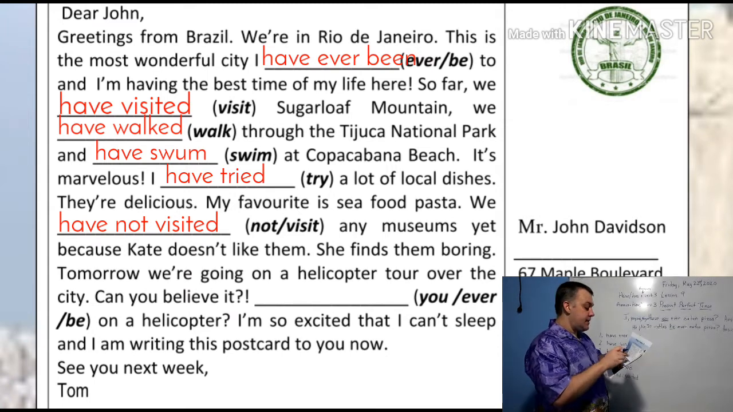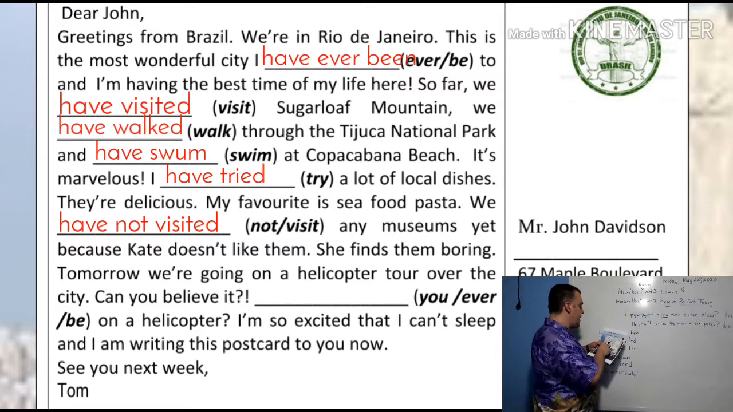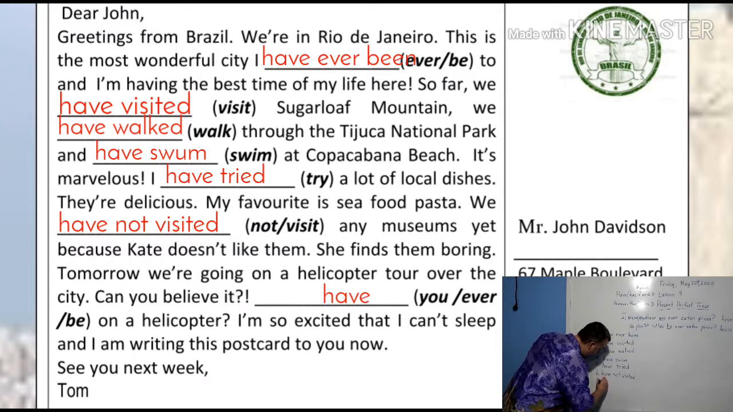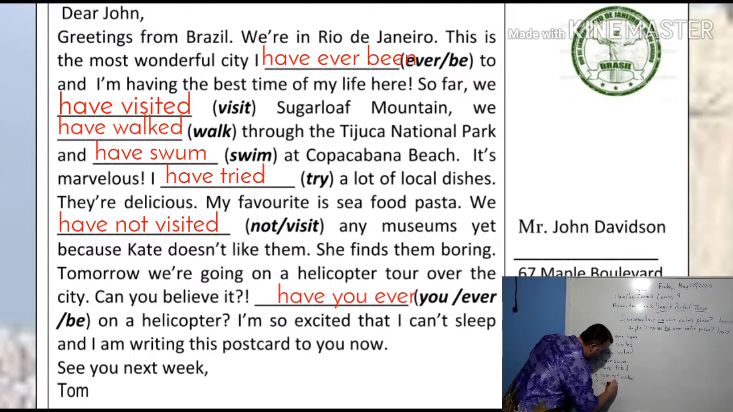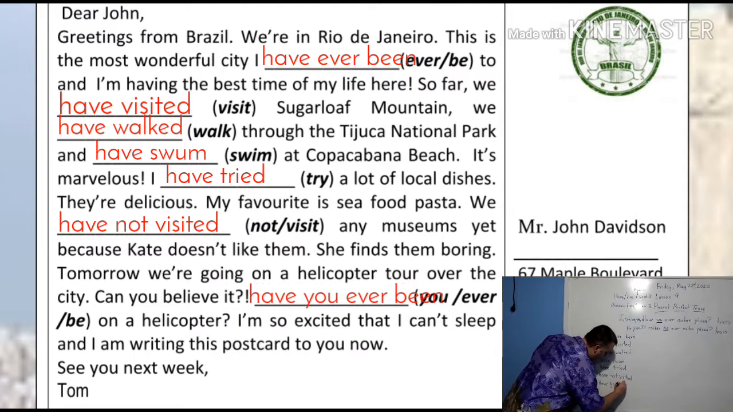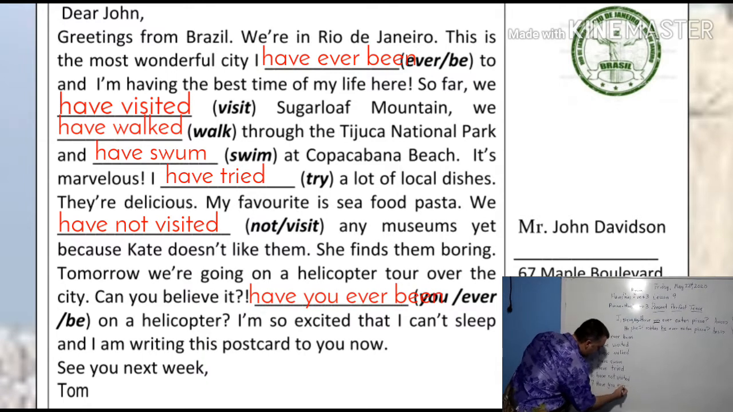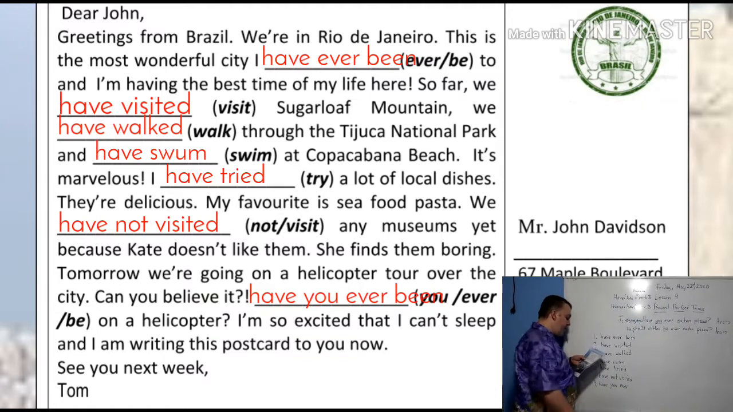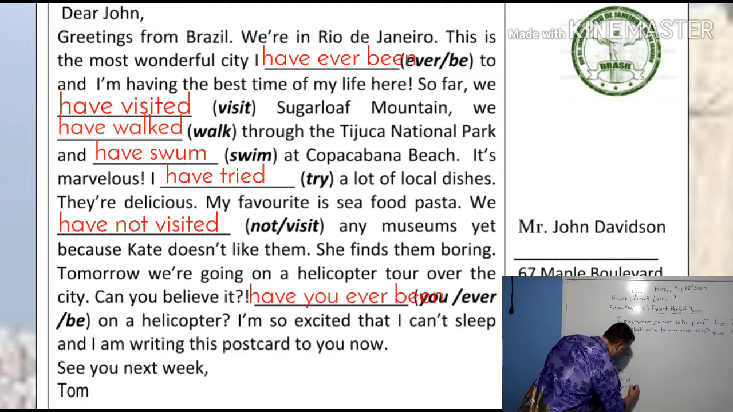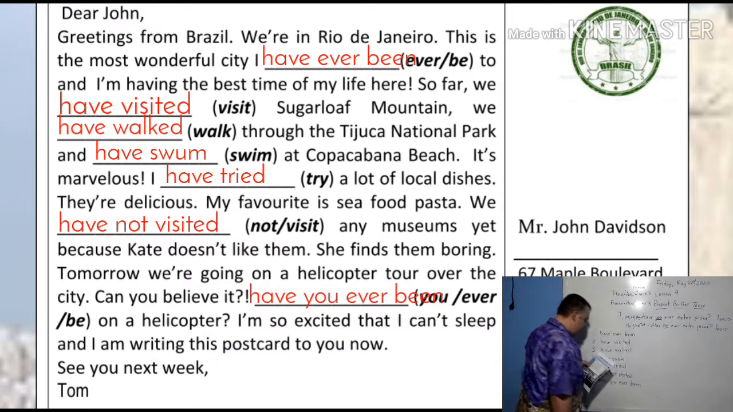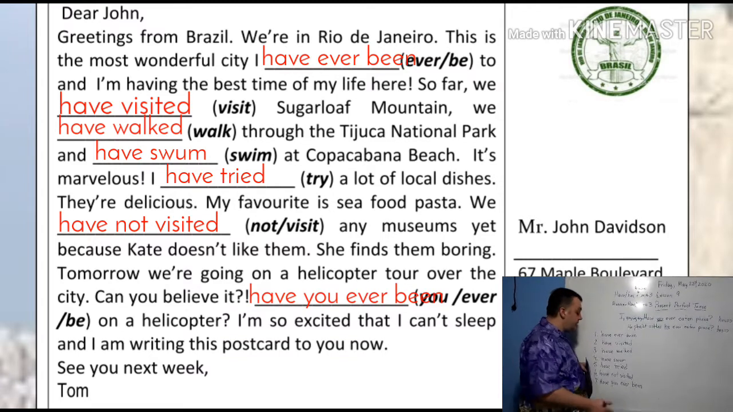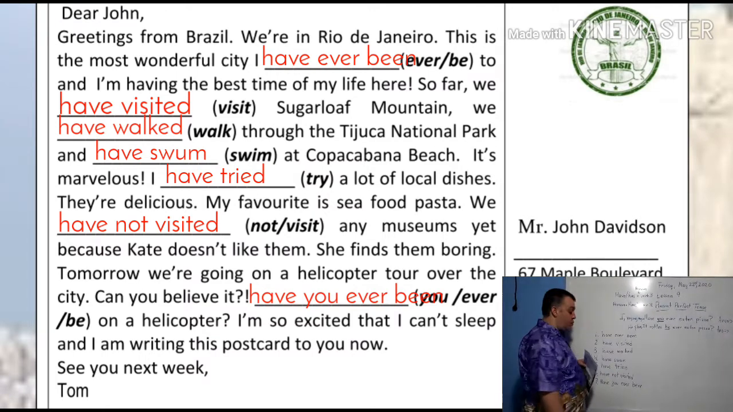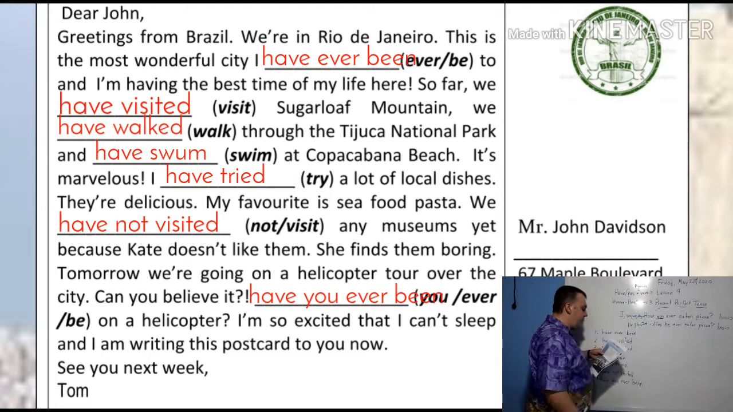All right, next. They have you and ever. So, we have you ever. This is a question. Have you ever been? It's a long one. Have you ever been on a helicopter? Because this is the verb. Been. Be is a verb. Okay, this is verb 3. Have you ever been on a helicopter?